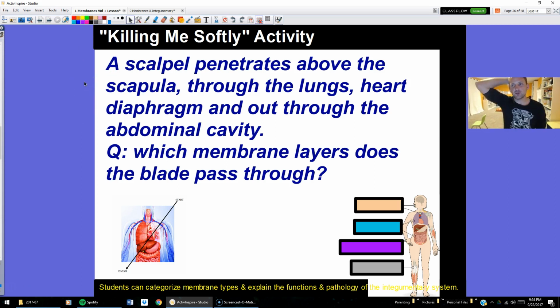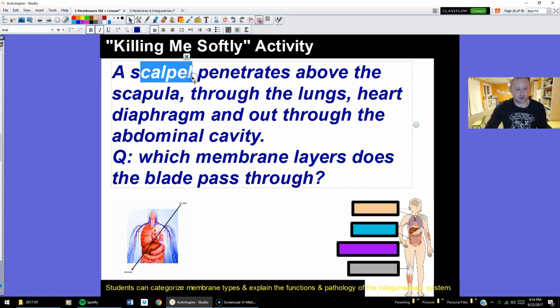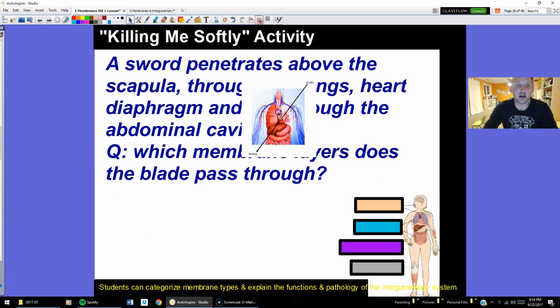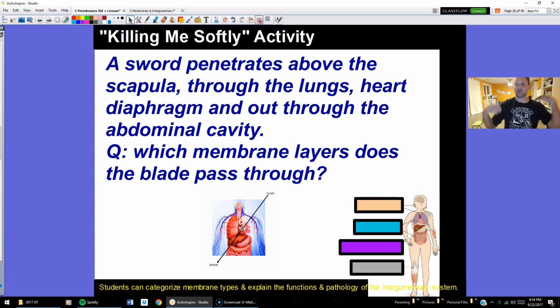And the last thing I want you guys to do, I'm going to end the video real soon, is I want you to try and map out what membranes a scalpel, or I would even say a sword, because you would need a really long scalpel for this to work, would pass through. It would pass through your scapula, so kind of through your shoulder, all the way down through your lungs, your heart, your diaphragm, which is the muscle separating your thoracic cavity from your abdominal cavity, through your diaphragm, all the way out through the outside of your body. What membranes is that passing through?